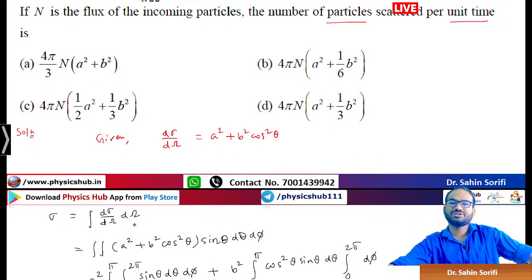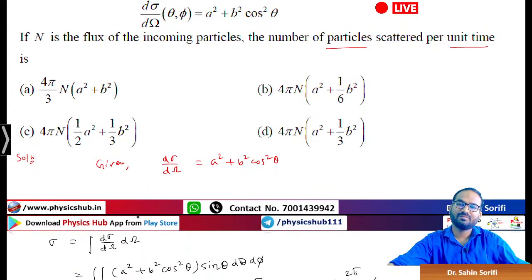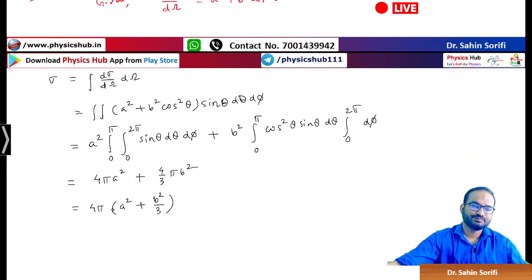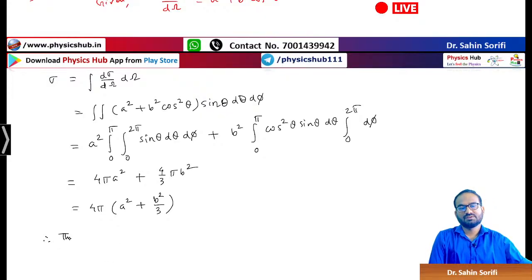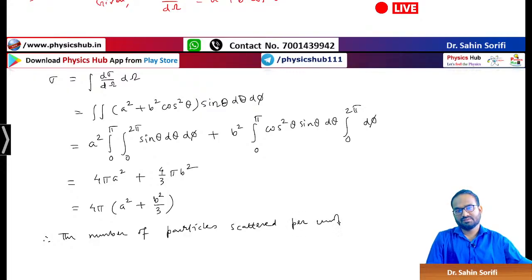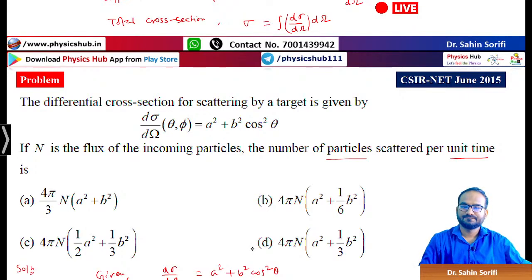So this is the scattering cross section, and hence the number of particles scattered per unit time is, if I just multiply with the number of incident particles, then that will give you that number. So 4π N times (a² + b²/3). This is matching with option D. Clear?